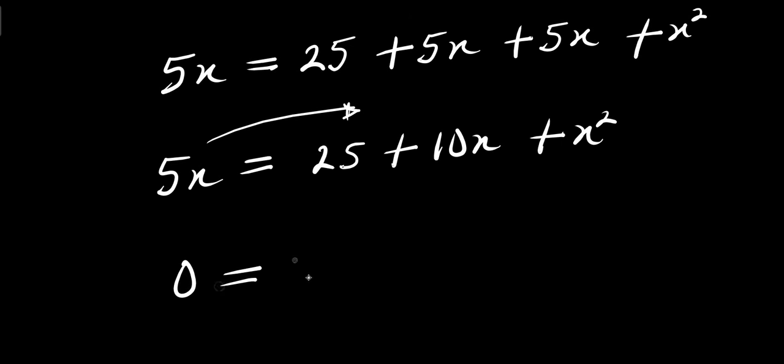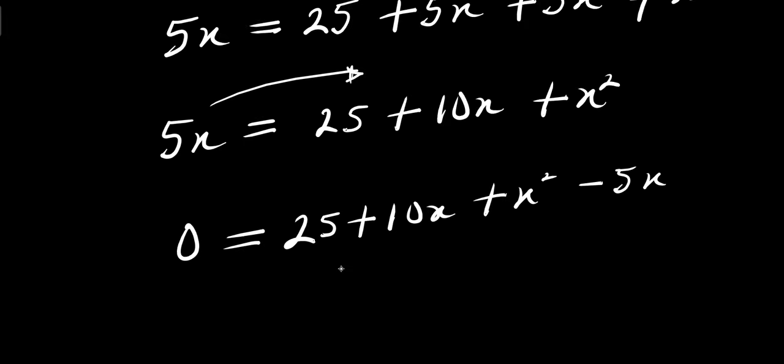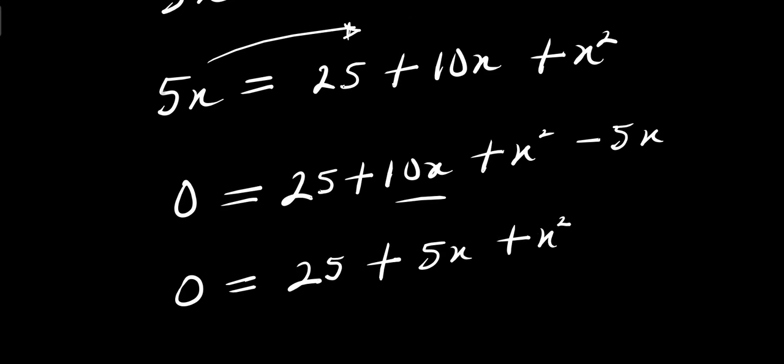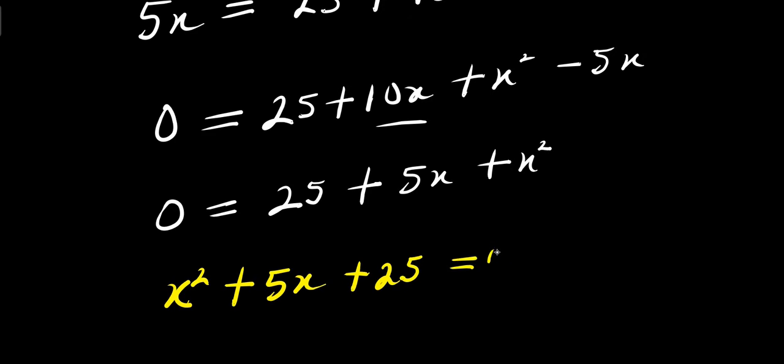We move this over here. So this is 0 equals 25 plus 10x plus x squared minus 5x. From here we have 0 equals 25 plus 10x minus 5x is 5x plus x squared. So from here, we can rearrange this equation starting with x squared. So we have x squared plus 5x plus 25 equals 0.